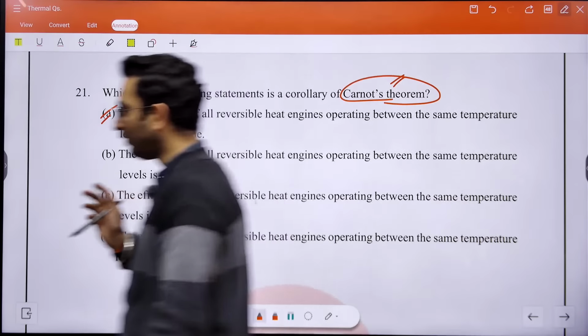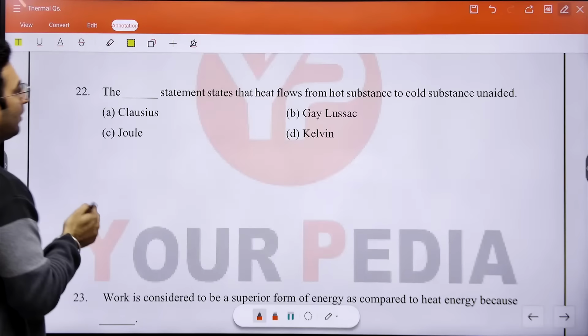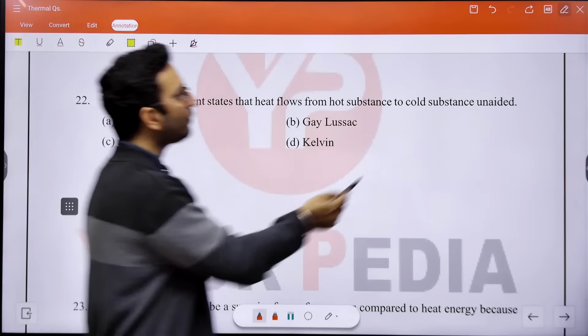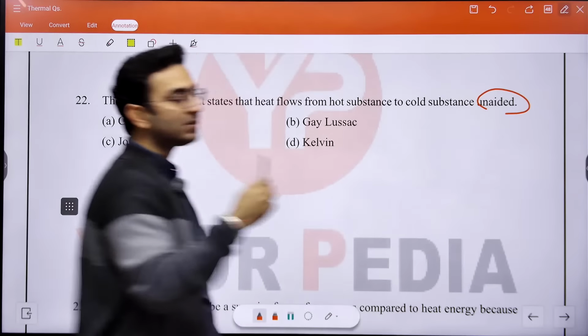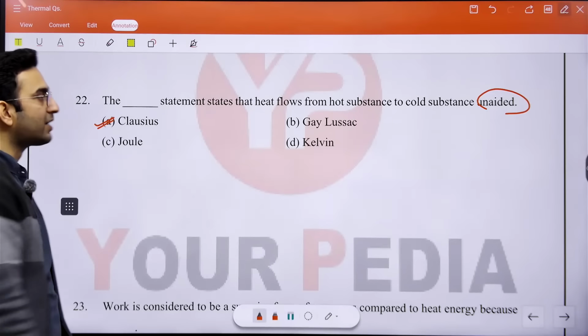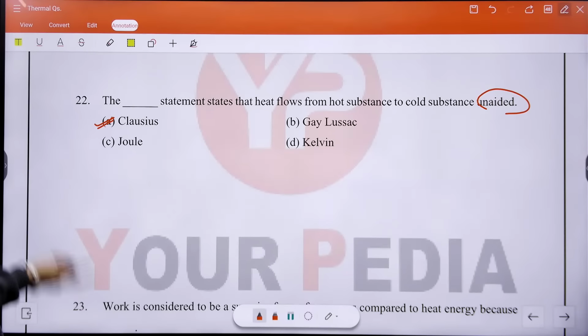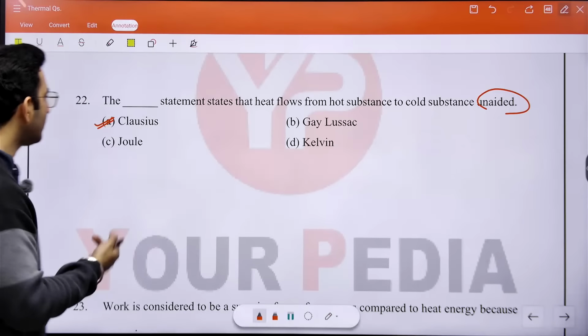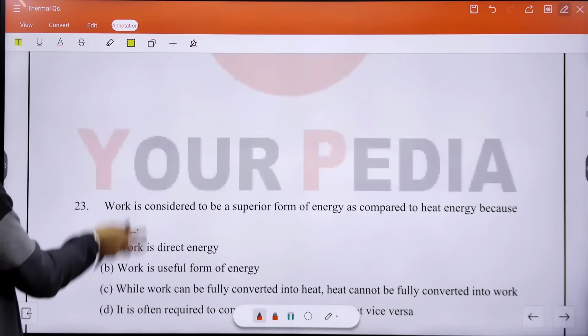The dash statement states that heat flows from hot substance to cold substance unaided. Without any work input, the heat always flows from high temperature to low temperature. That is, I can say, an indirect statement of the Clausius statement. In order to transfer the heat in the reverse direction, you have to provide some work input. So option number A will be the correct answer.